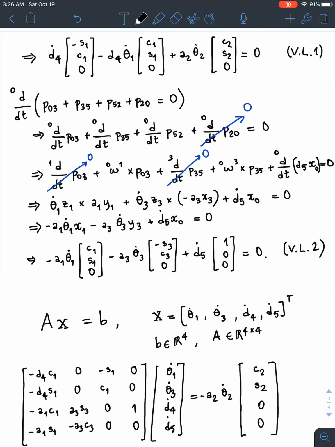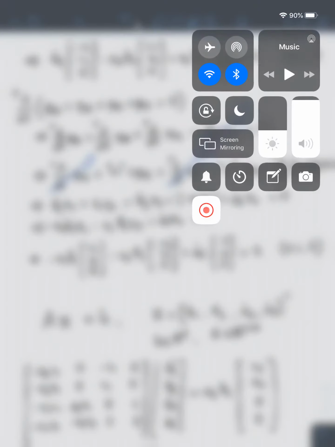But before I start doing that, I'm going to use MATLAB or whatever. I'm going to use actually Julia in the background and solve these equations, come up with the values of theta 1 dot, theta 3 dot, d4 dot, and d5 dot, and then use those values in the acceleration level analysis. All right, I'll see you later in the acceleration level analysis video.